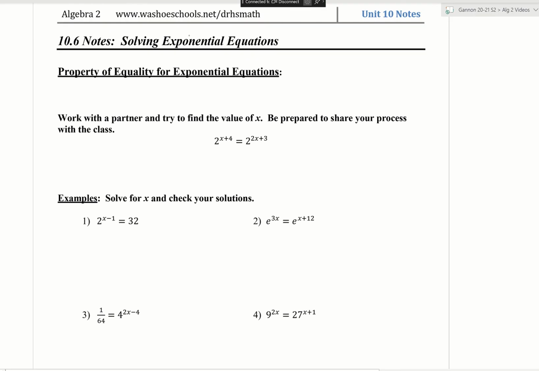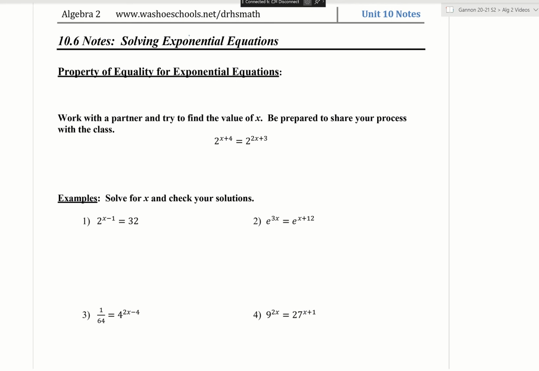But before each example, I'd recommend that you pause the video and try the problem on your own first to see what you come up with. You might not be able to do that for the first part, but from then on, you should be able to. So we're going to be looking at properties for solving exponential equations.